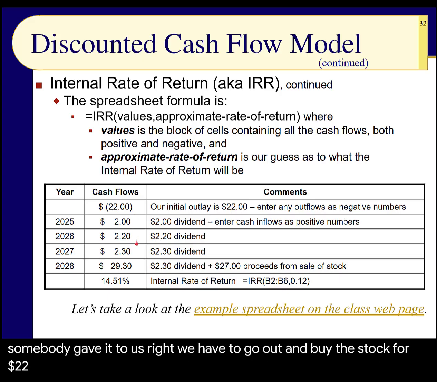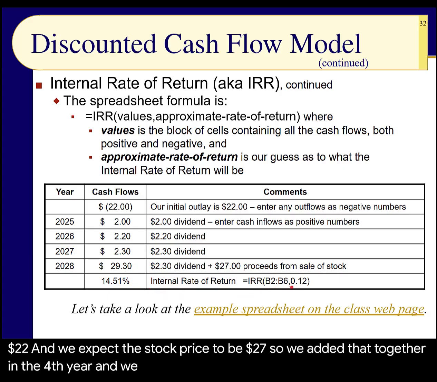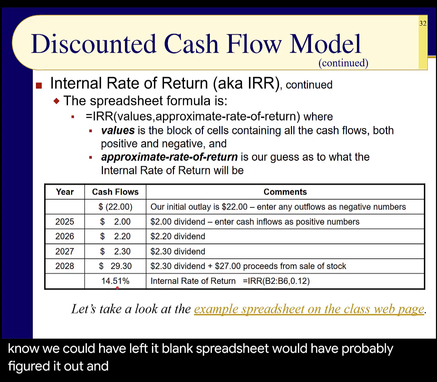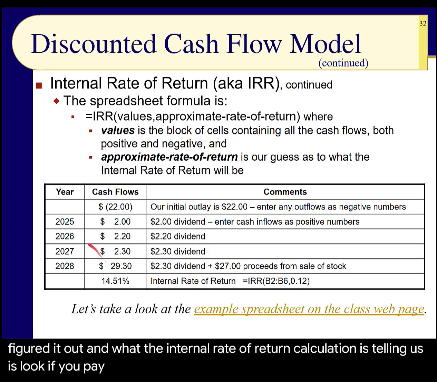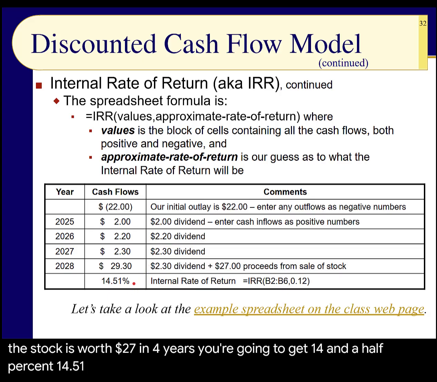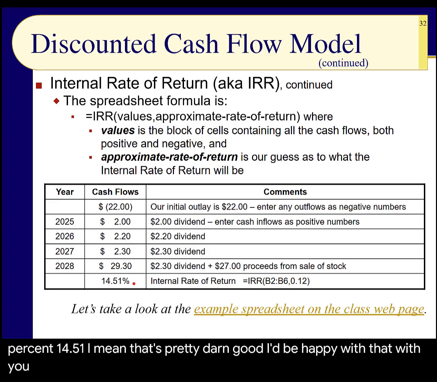And then we get the dividends over the next 4 years, and we expect the stock price to be $27. So we added that together in the 4th year. And we put in the formula, and we put in a guess of 12%. We could have left it blank. The spreadsheet would have probably figured it out. And what the internal rate of return calculation is telling us is, look, if you pay $22 for this stock, and you get these 4 dividends plus the stock is worth $27 in 4 years, you're going to get 14.5%, 14.51. I mean, that's pretty darn good. I'd be happy with that. Would you? I'd be ecstatic with that.